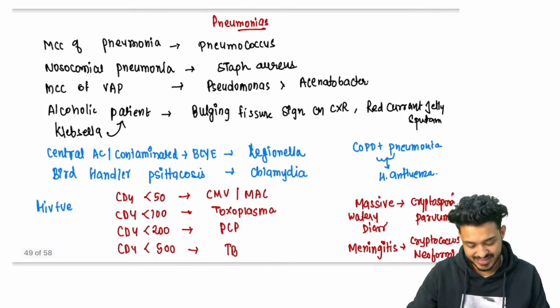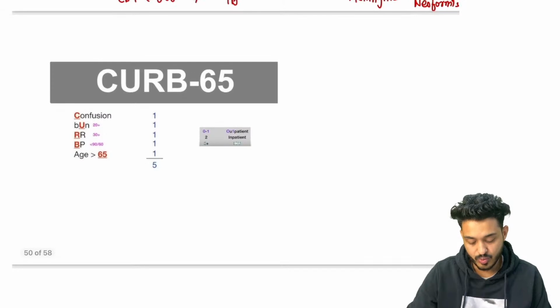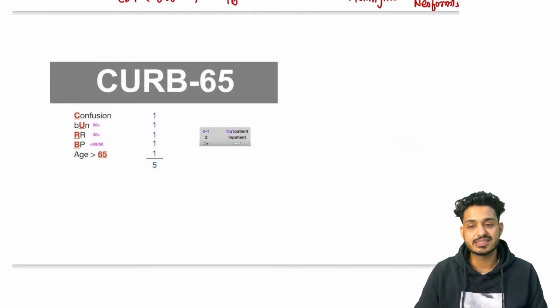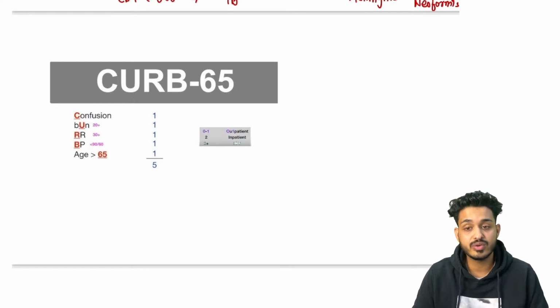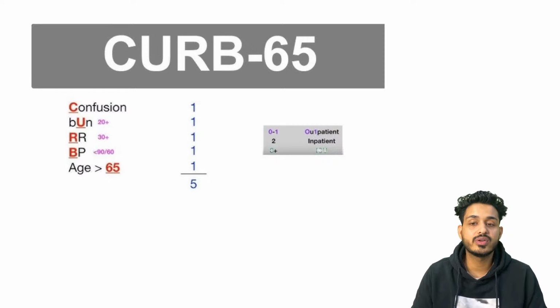So these are the basic pneumonia etiologies they are asking, right? Now what is that particular score that we are using for identification of the risk? That is known as the CURB-65 score. This is the score you are going to use to identify whether you need to admit your patient or manage conservatively at home, right?